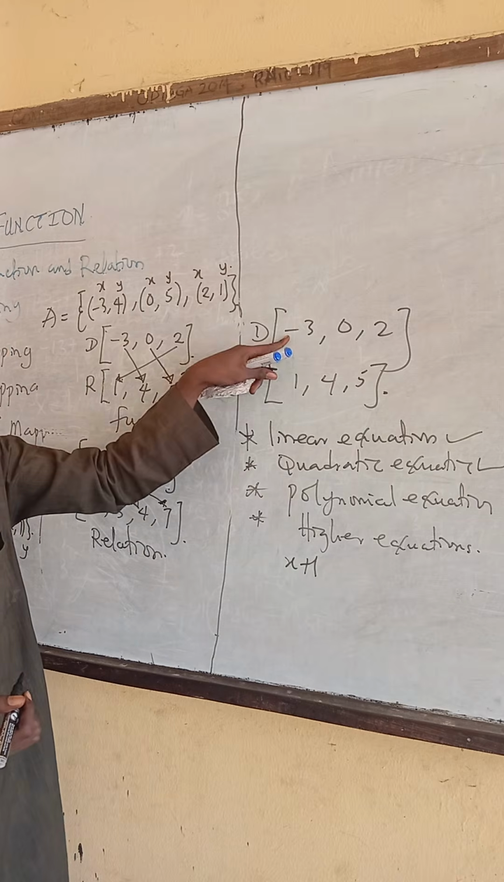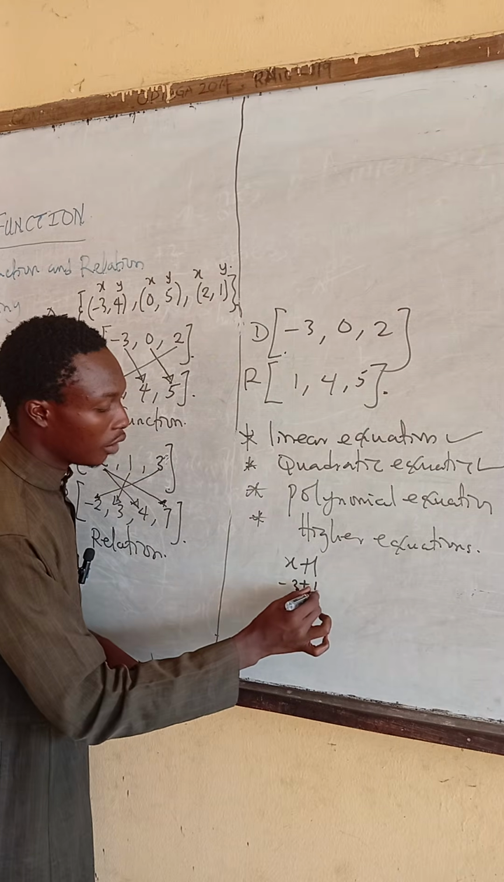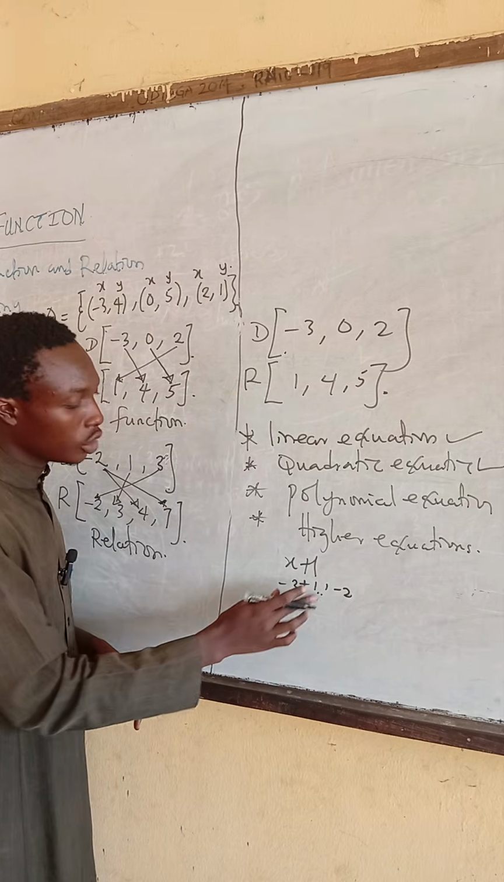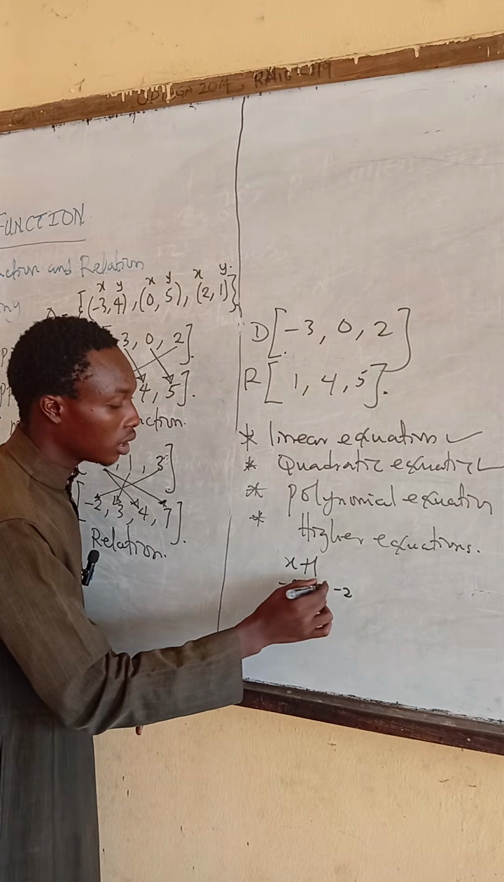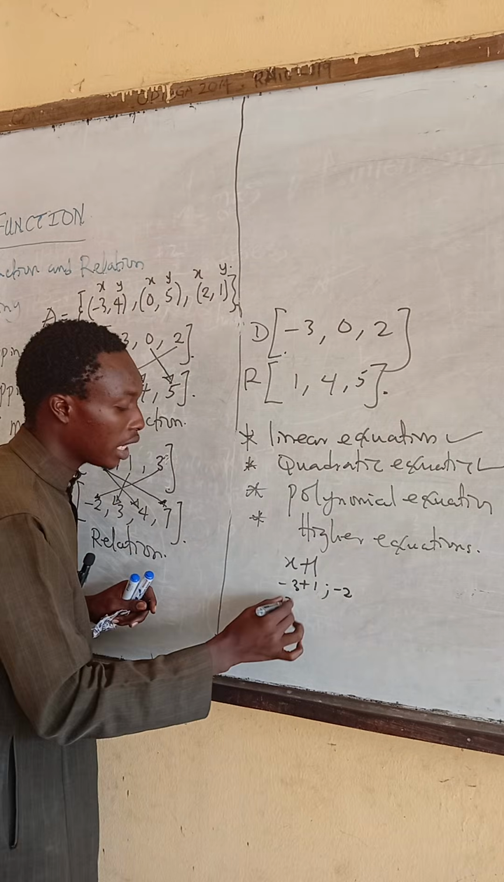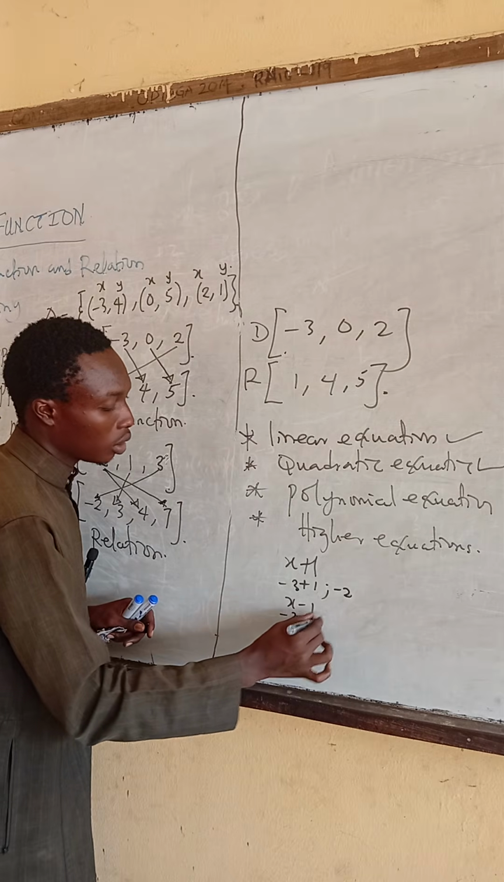So if I put minus 3 here, am I going to have 1? If you say minus 3 plus 1, you have minus 2. So you are now having minus 2 here, what you are supposed to have is 1. So that means x plus 1 doesn't go, right? Let's say I have x minus 1. So if I put minus 3 here, I have minus 3 minus 1, you have minus 4.